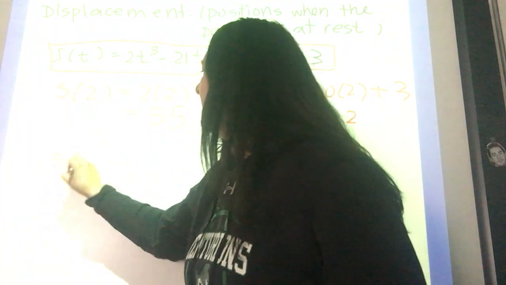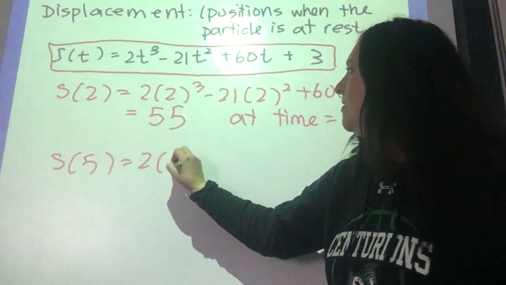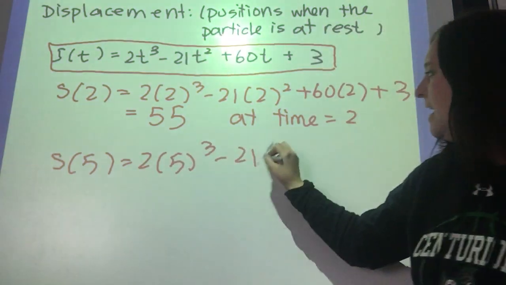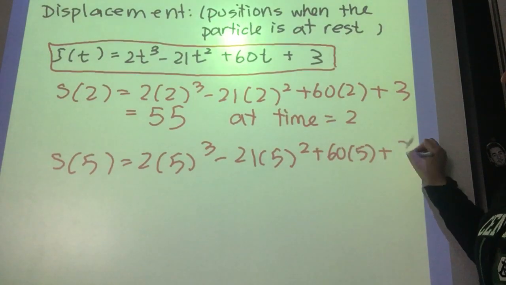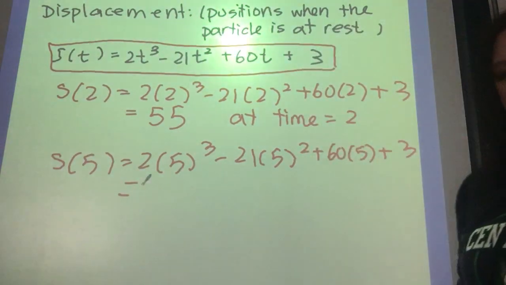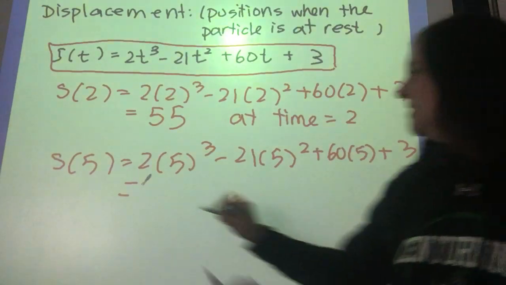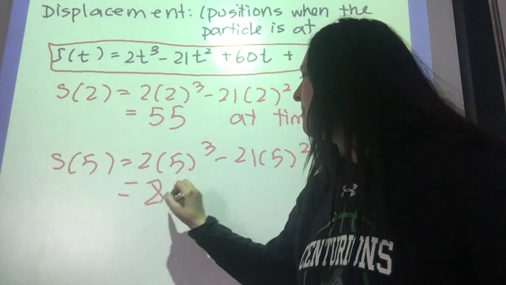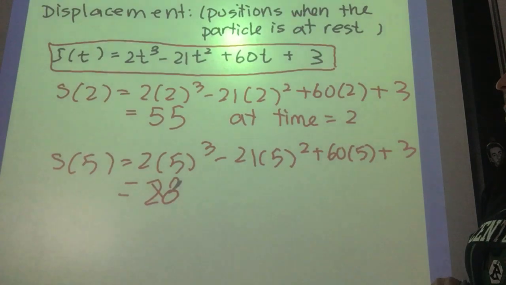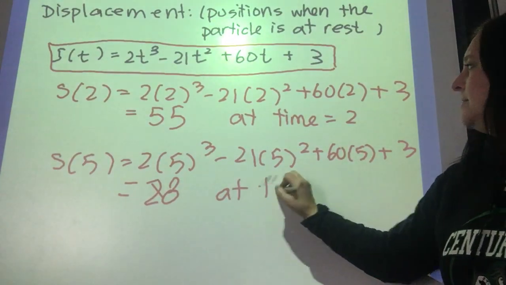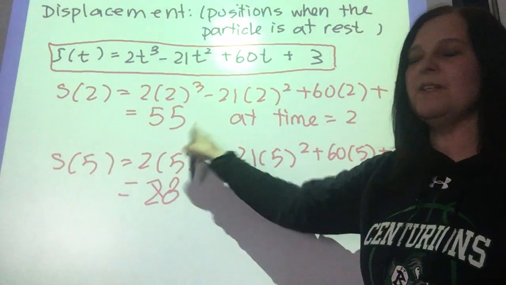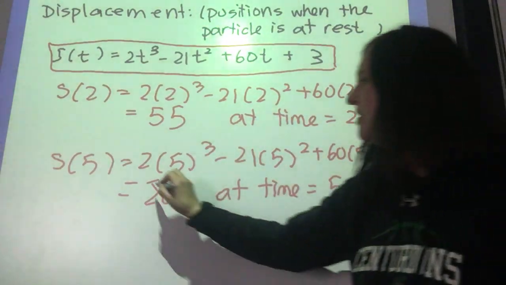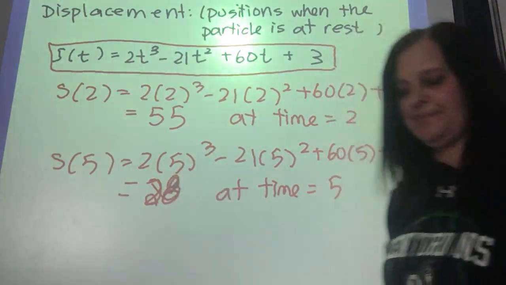Then we do the exact same thing, but we replace all of our t's with 5. That was the other time when the particle stopped. Again, you can do all the fun mental math on your own, but if it's done correctly, that is 28. So when time is 2, its position is 55. When time is 5, its position is 28.